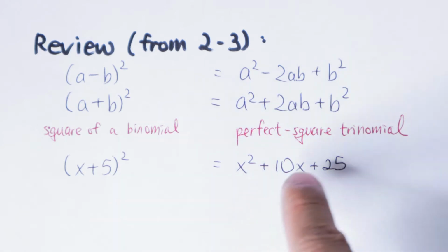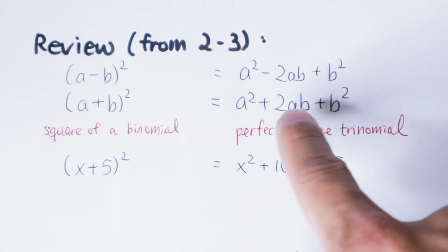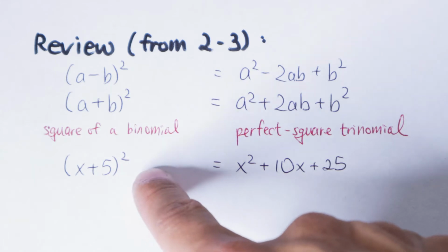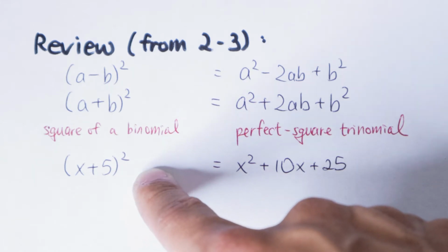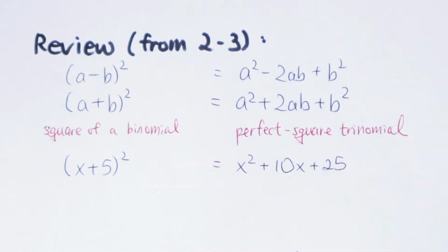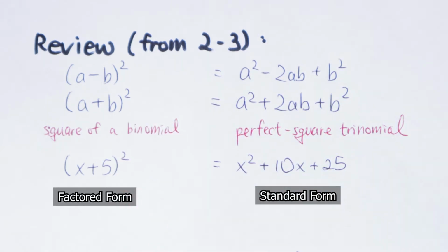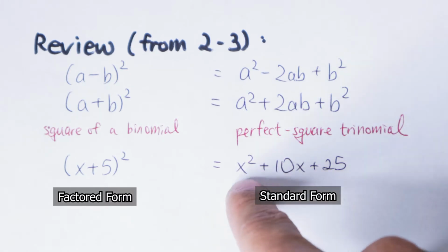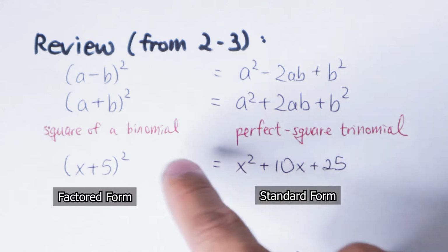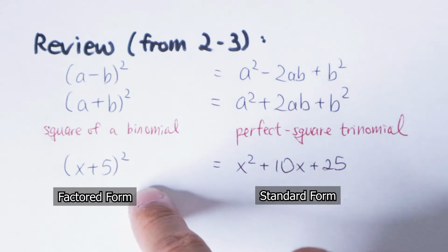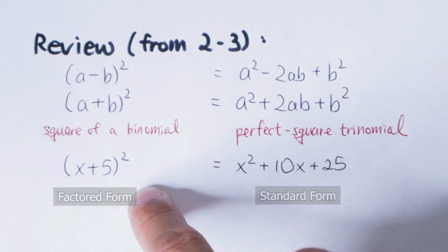I'm going to give you a perfect square trinomial, and then you're going to use the formula to give me back the factor form, which is the square of a binomial. Now, the standard form and factor form are still the same. So we call this the standard form because it's written from the highest degree to the lowest degree. And we call this the factor form because if you were to expand x plus 5, that's the same as x plus 5 in one parentheses multiplied by x plus 5 in another parentheses.